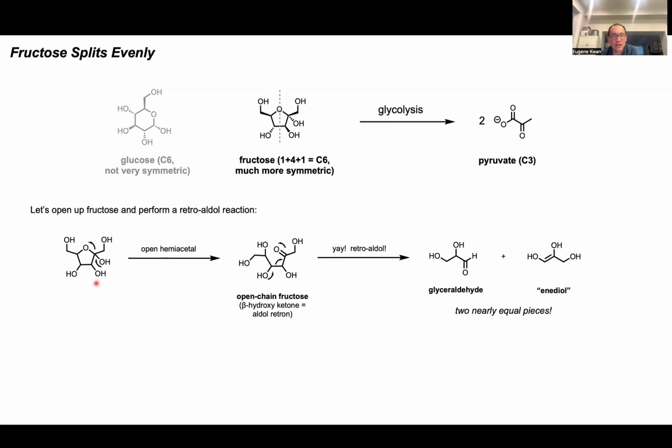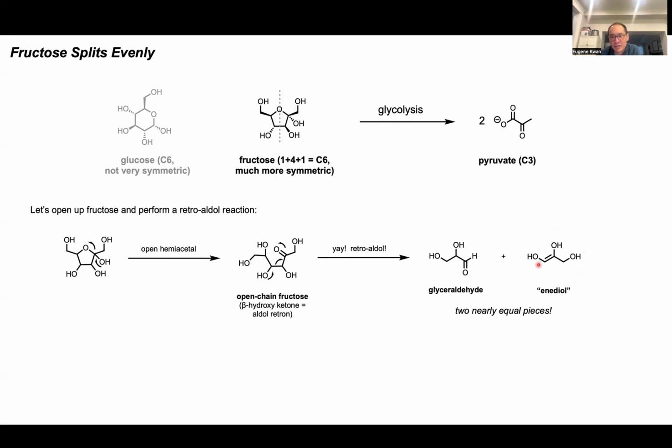So you take the hemiacetal and then you make the open chain form of fructose. And if you look at this, you'll see that there's a beta hydroxy ketone in it. And that's the retron or pattern for an aldol reaction. So if we run the aldol reaction in reverse, if we do a retro aldol reaction, we're going to fragment this molecule into glyceraldehyde and this very interesting looking enediol molecule.